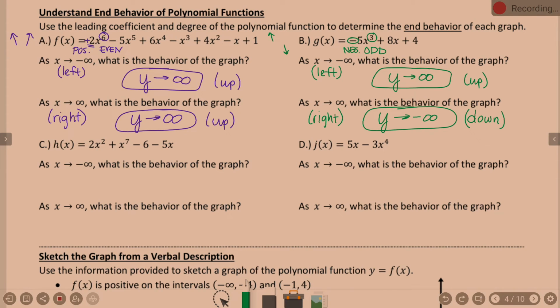Okay, let's go try example C here. H of x equals 2x squared plus x to the 7th minus 6 minus 5x. What do we know about h of x that is important for end behavior? The degree is 2, which is even. I disagree. Seven. Why is the degree 7? It's the highest power. Okay, it's the highest power.